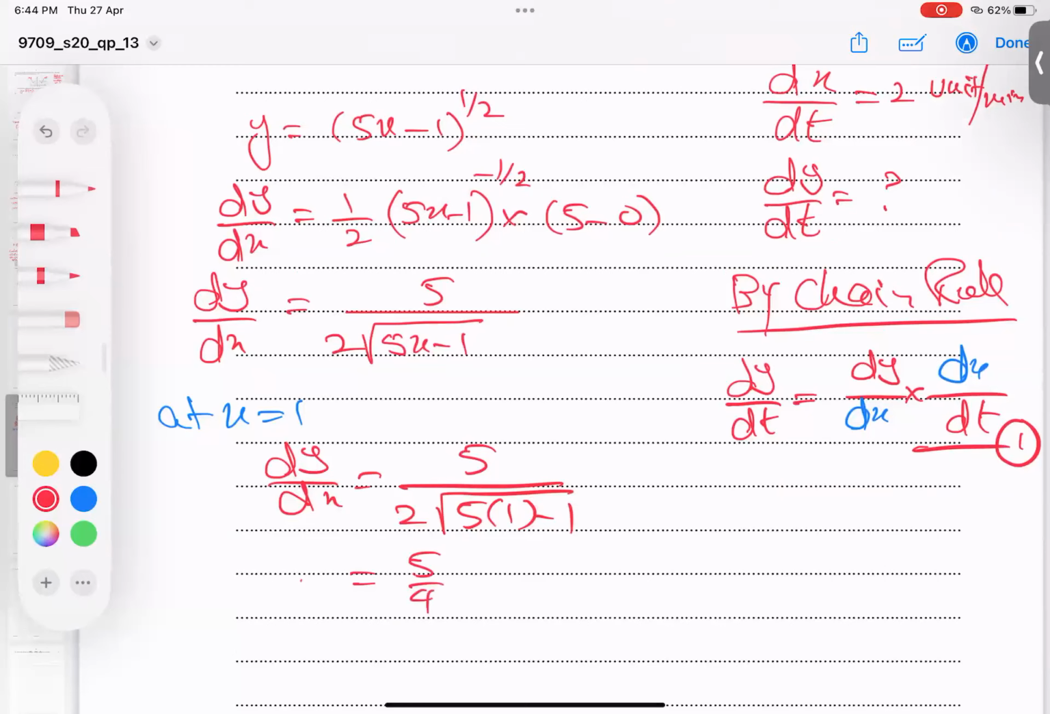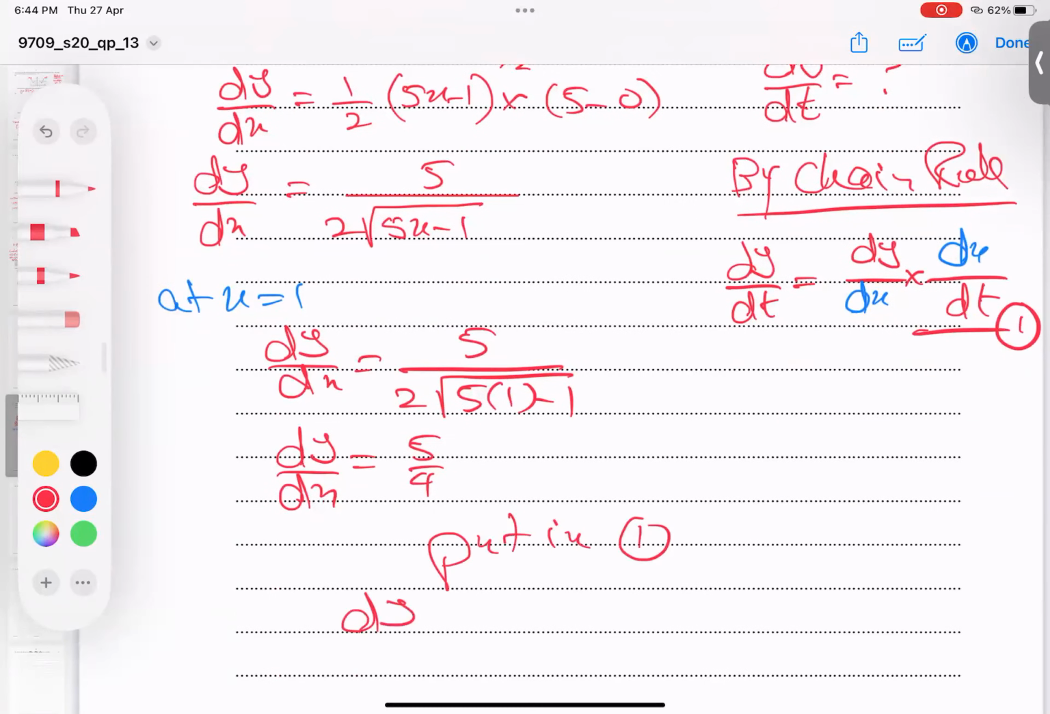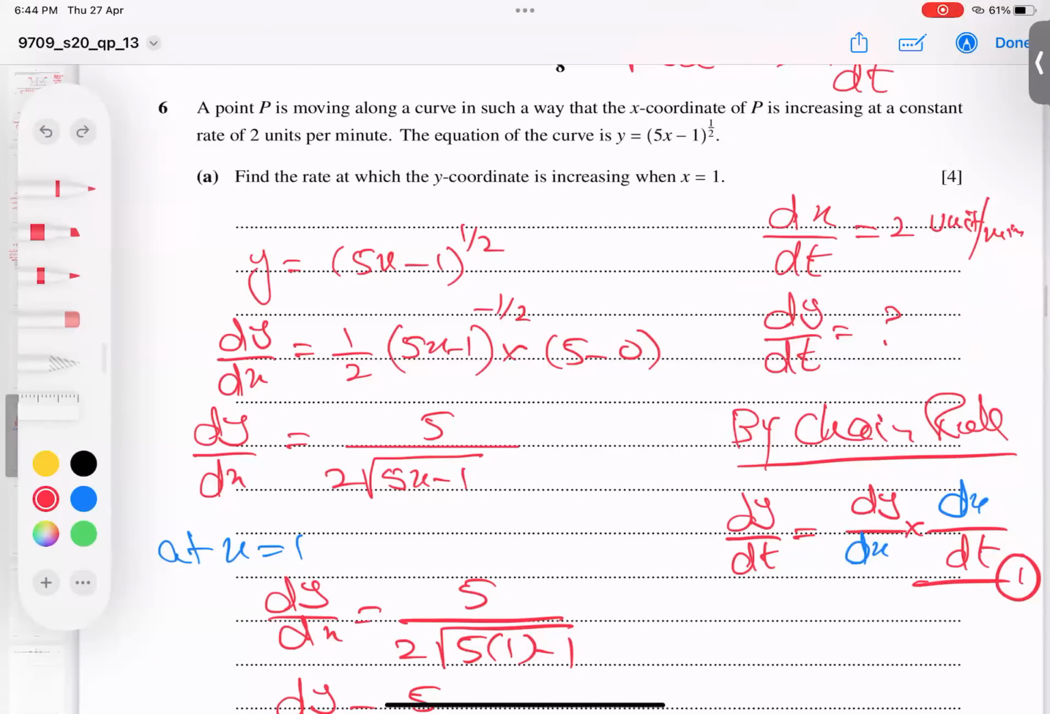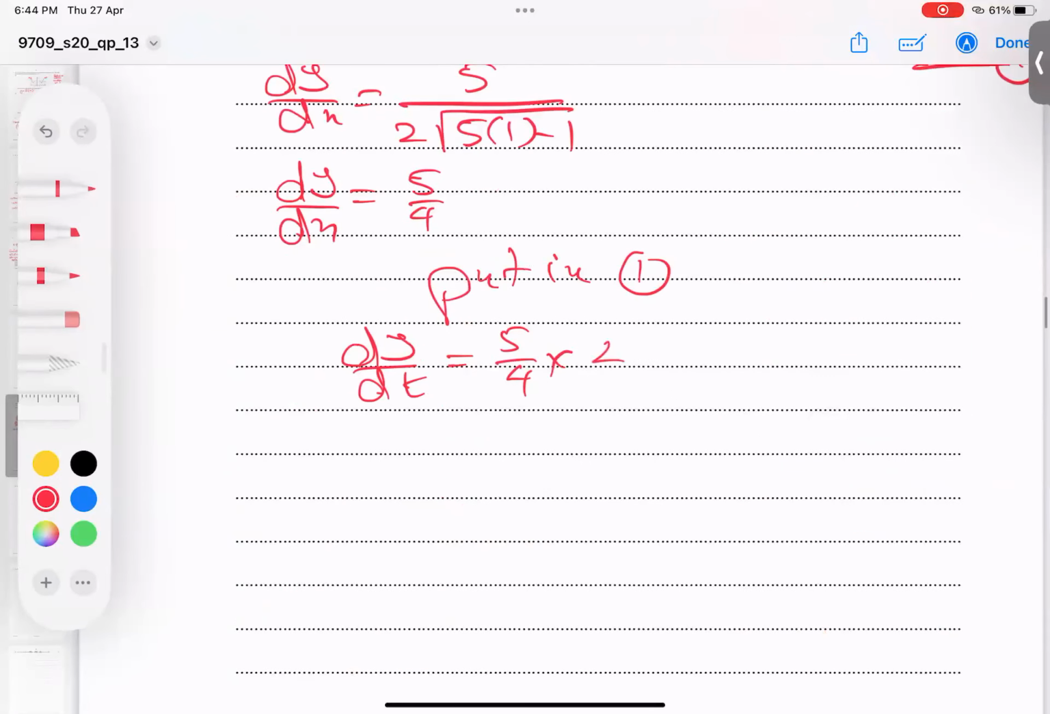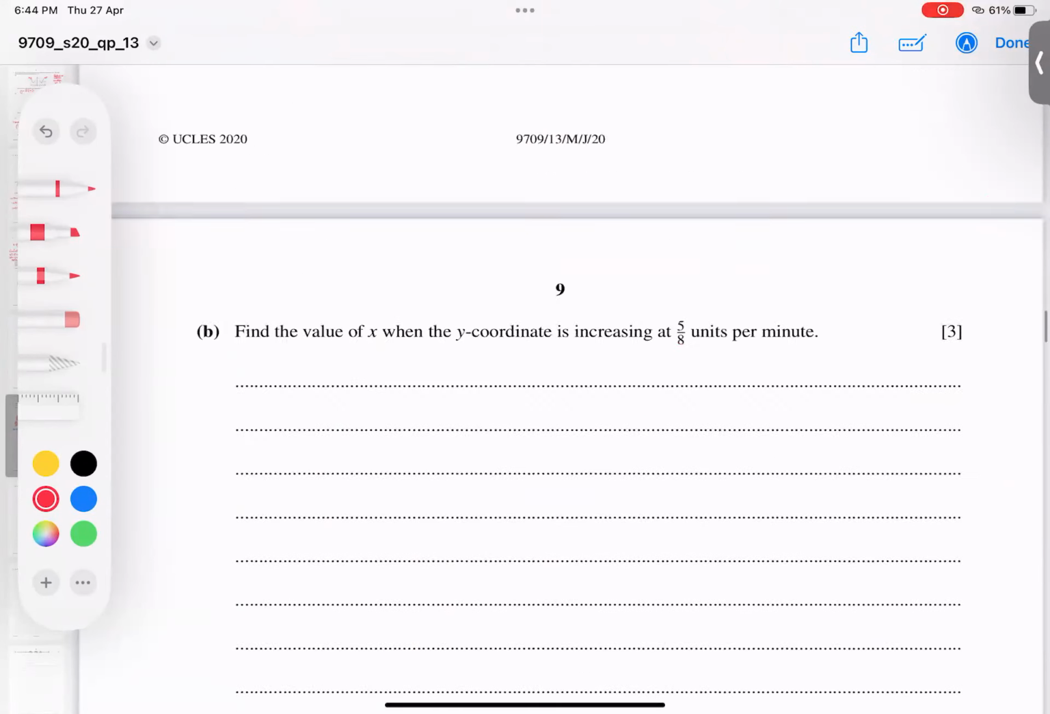So this value will go here, and I'm putting it in equation 1. So dy over dt is my target and dy over dx goes there. So 5 over 4. And this value I got from the top, which is here, 2. So simply copy 2 here. And Mabruk, 5 over 2 units per minute is my final answer for the rate of change of y.